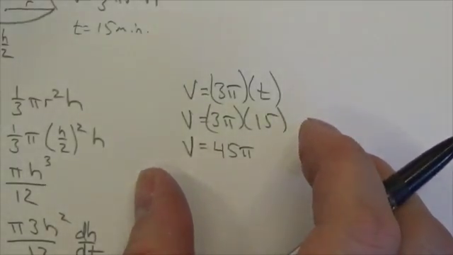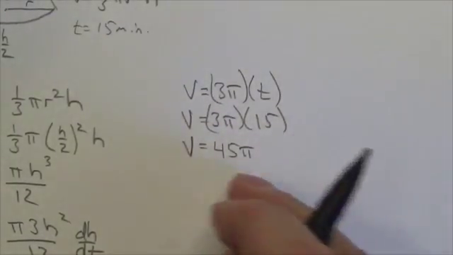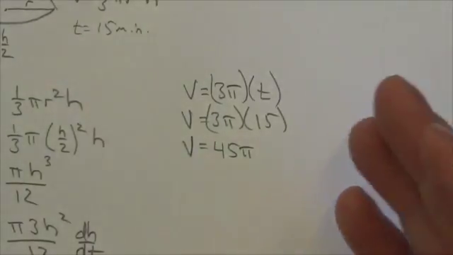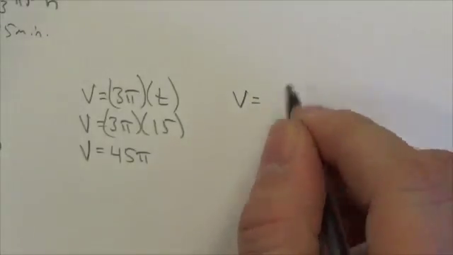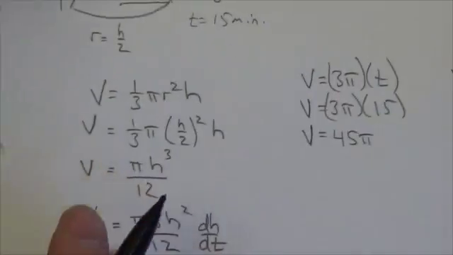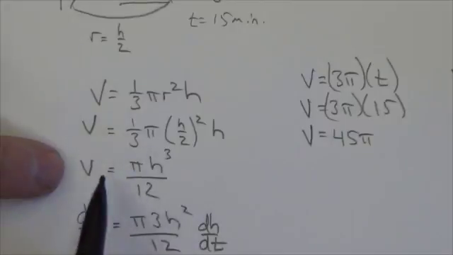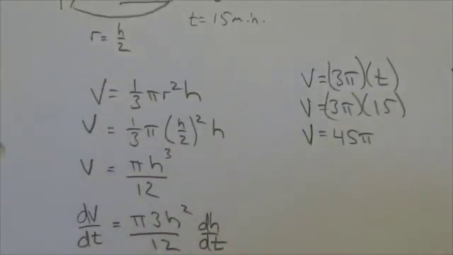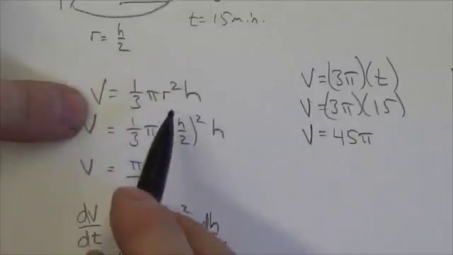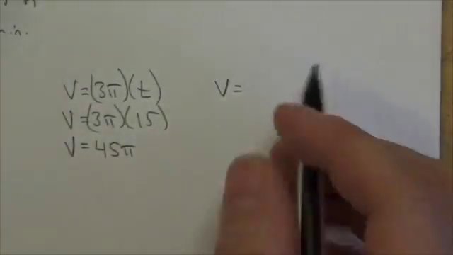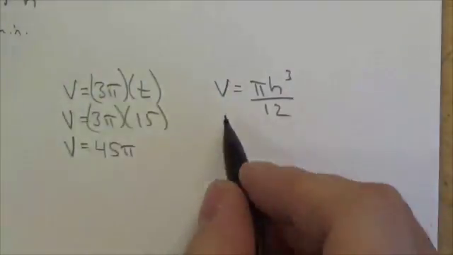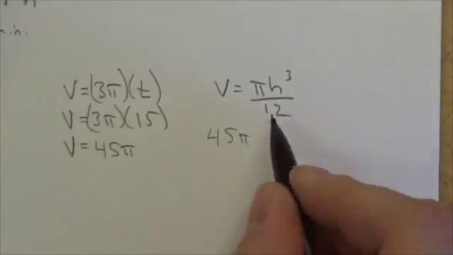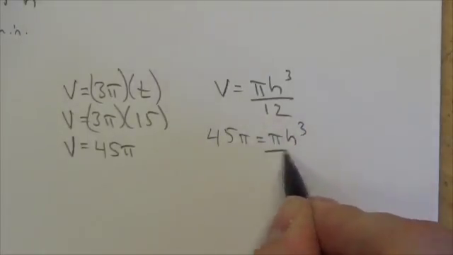Okay, good. So there's our volume at that instant here. Now what I've got to do is convert that into a height. So I know volume is equal to, and actually I'm going to steal that formula over here, because this formula is in terms of just volume and height. That's going to be more useful to me than going back up to this one and having to work around the r there. So this is going to be pi h cubed over 12. Make that 45 pi equals pi h cubed over 12.